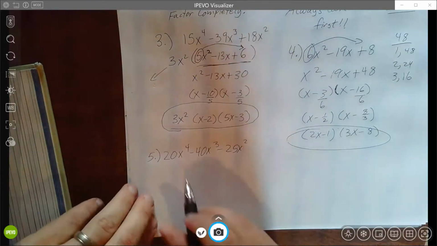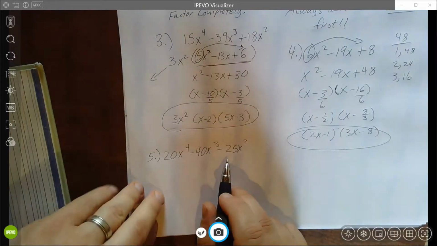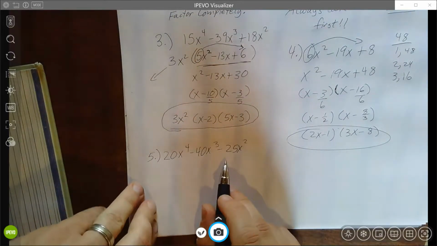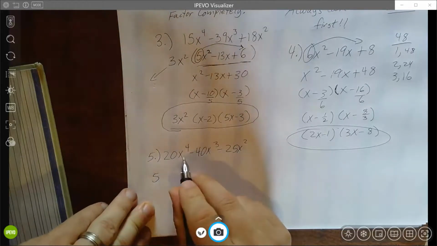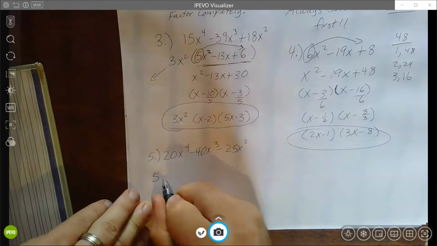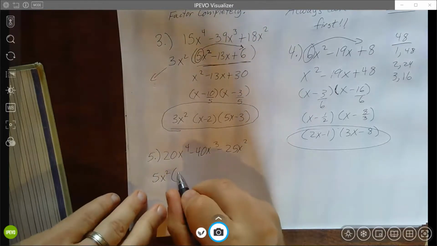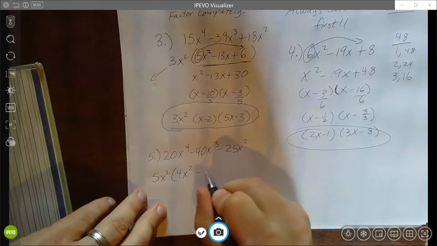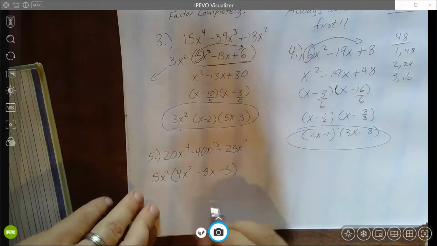All right, so what can I factor out? Is there a GCF that I can factor out of here? And there is. It would be a 5 and x to the 4th, x cubed, x squared. I can take the x squared out of all of them. So divide all these by 5x squared. It leaves me with 4x squared minus 8x minus 5.